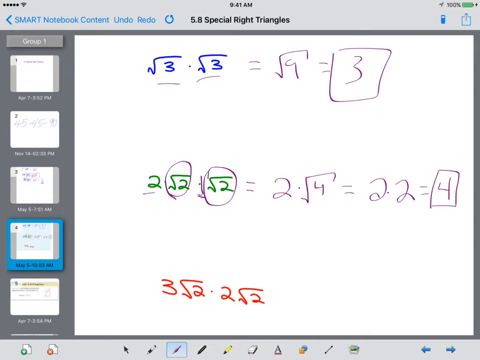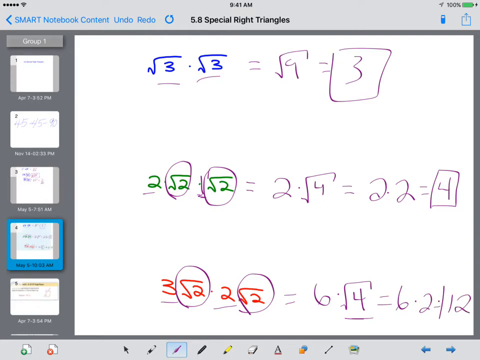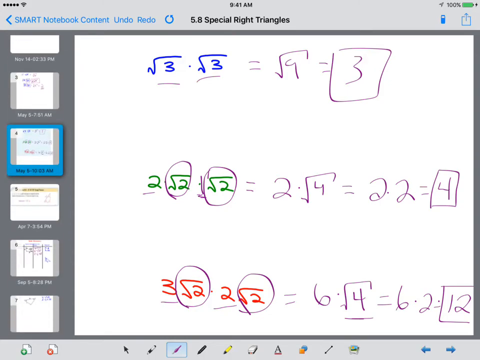But we multiply our numbers on the outside. So 3 times 2 is 6. Then we've got the square root of 2 times the square root of 2 again. Well, that's the square root of 4, which is 2, so 6 times 2. This simplifies down to be 12. So we've got to have a handle on this before we dive into our 45, 45, 90 triangle.